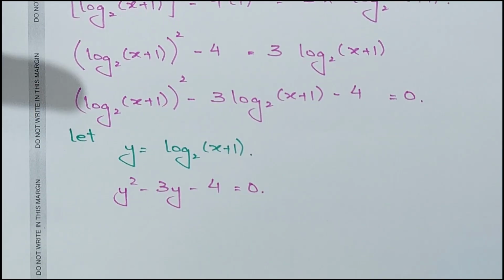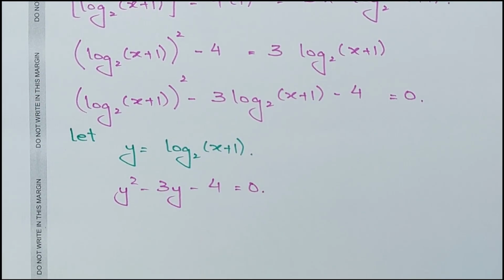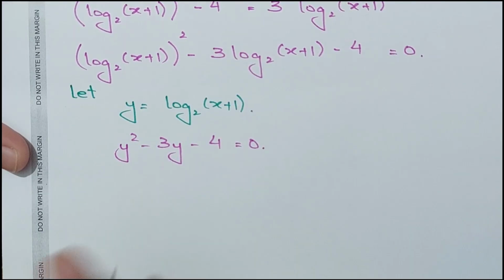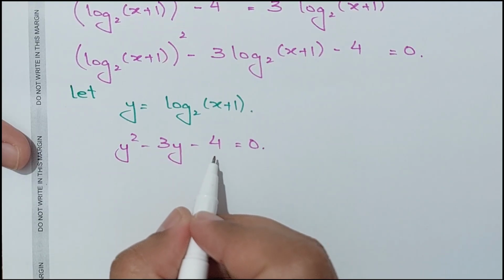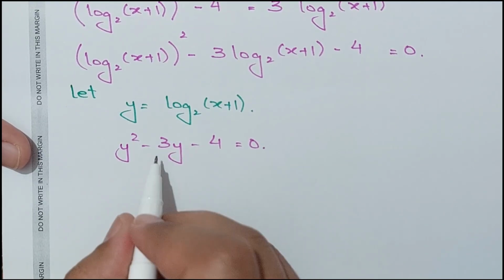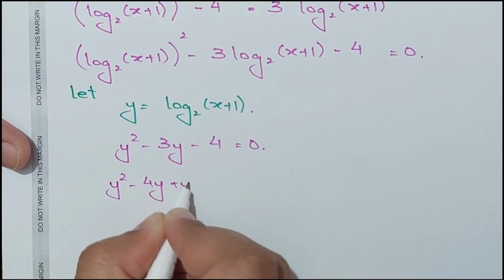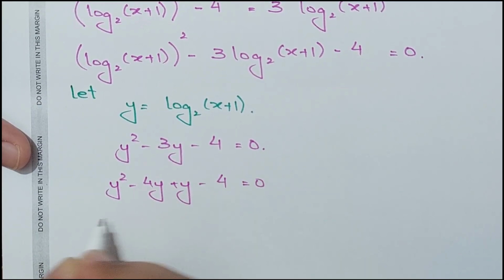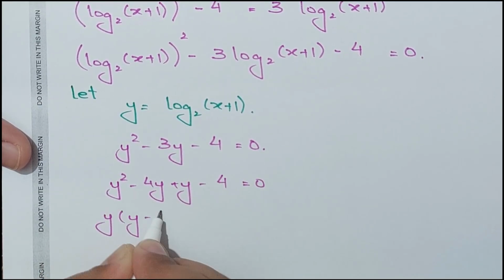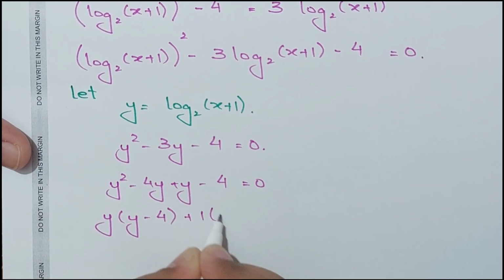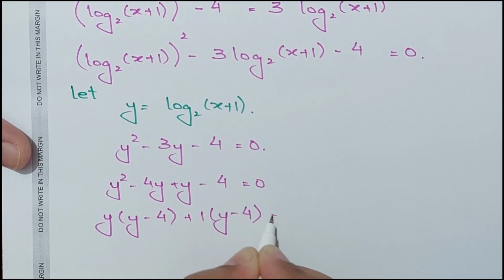So now y square minus 3y minus 4 equals to 0. This looks like a quadratic equation in a variable y, right? Now let me simplify and get the values. We can easily factorize this. 1 times minus 4 is minus 4, and minus 4 plus 1 makes minus 3. So y square minus 4y plus y minus 4 equals to 0. Take y common, y minus 4 is left. Take 1 common, y minus 4 equals to 0.